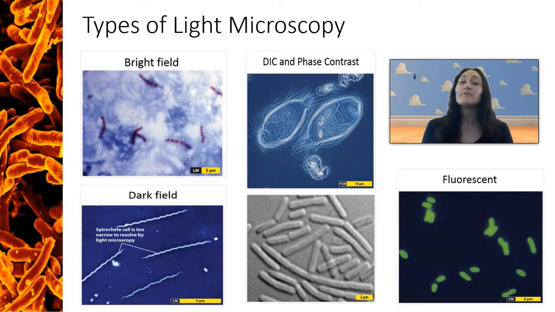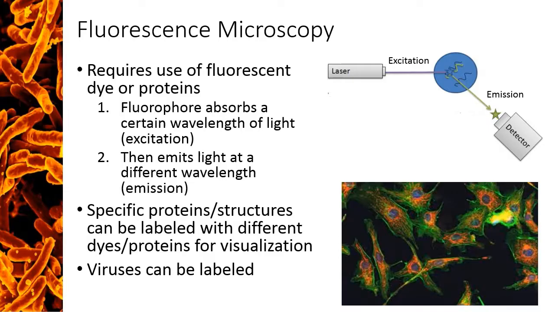The last type of light microscopy we're going to look at is fluorescent microscopy. Fluorescent microscopy requires the use of a fluorescent dye or protein, but unlike bright field, use of fluorescent dyes does not require killing of the cells. Thus, the cells can be alive or dead in fluorescent microscopy. This type of microscopy takes advantage of the concept of fluorescence.